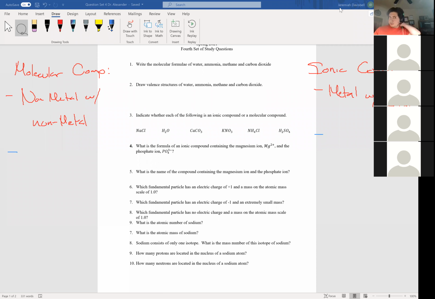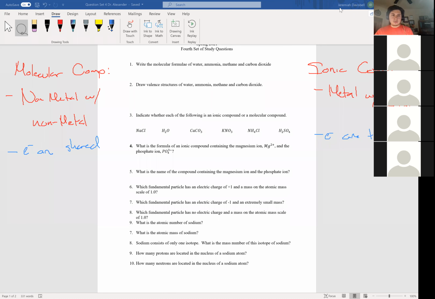In molecular compounds, they share? Yes. Here our electrons are shared. And then what do ionic compounds do? What do the electrons do? They take. Yes, they transfer to each other. Electrons are transferred.